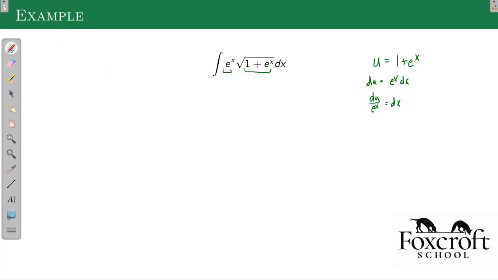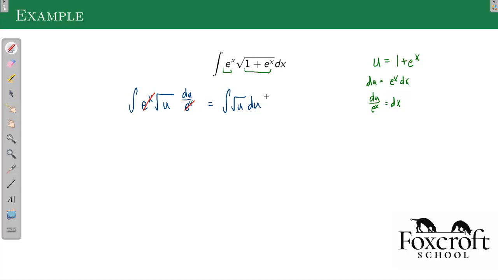I get that. So now my equation, oops, that's not u. E to the x square root of u times du over e to the x. Again, I know I picked a good u, and sometimes you try a u and it doesn't work, but here I picked a good u because the things with the x's cancel out. So now my problem looks a lot simpler.